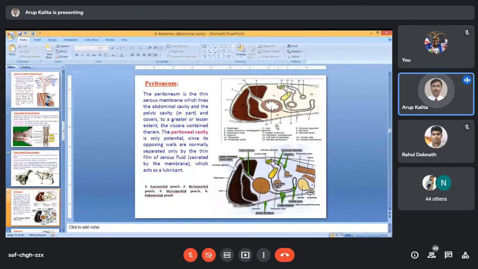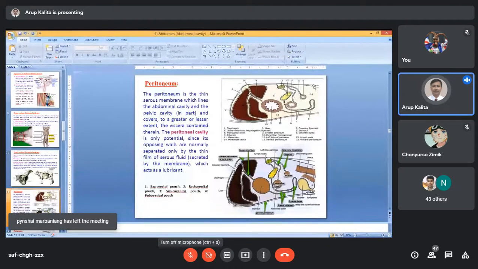Now, peritoneum. Here you see there are two lines. Have you seen two lines here? Yes, sir. The outer line is the skin of the animal, and the inner line is the covering membrane of the abdomen. This is the abdomen. The covering membrane of the abdomen is known as the parietal peritoneum. And inside this you will get a cavity, and that cavity is known as the peritoneal cavity.